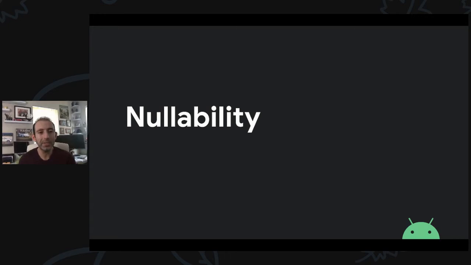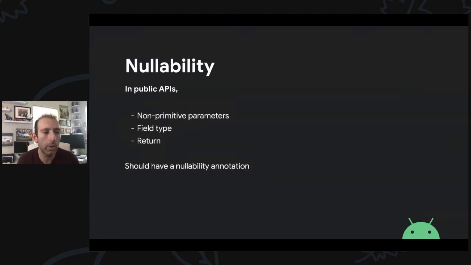The first topic is nullability. Nullability brings some question marks. Literally, it's funny because you need to add question marks to point out that a variable or a reference can be null. This is because Kotlin doesn't have nullability as default.